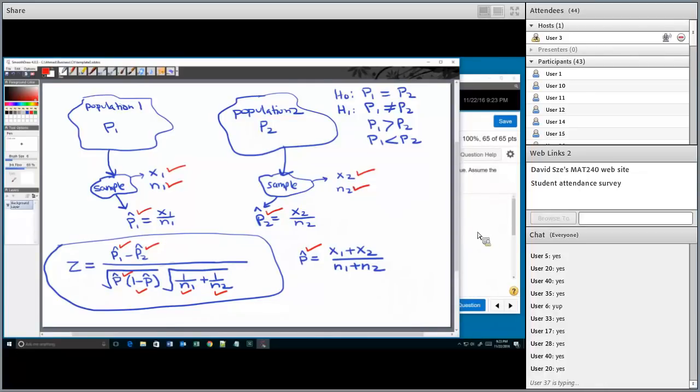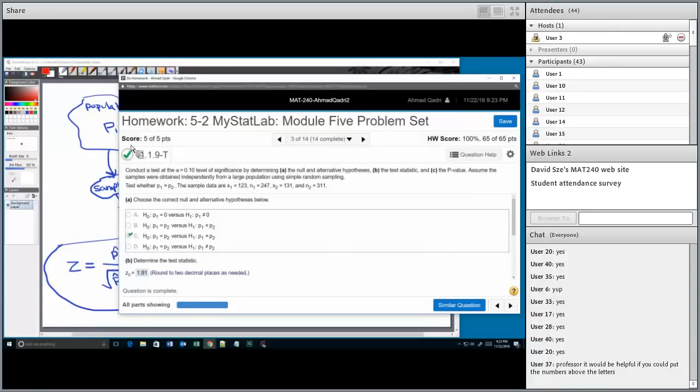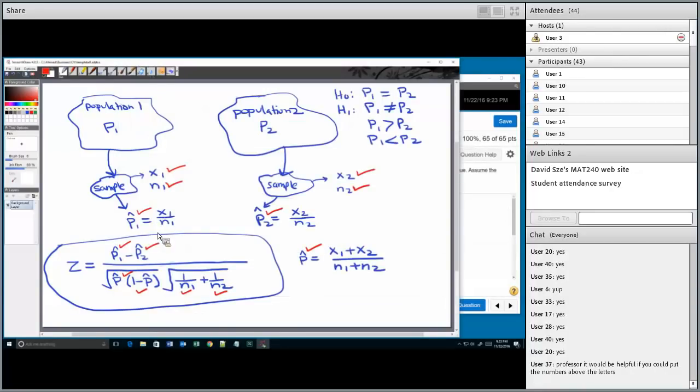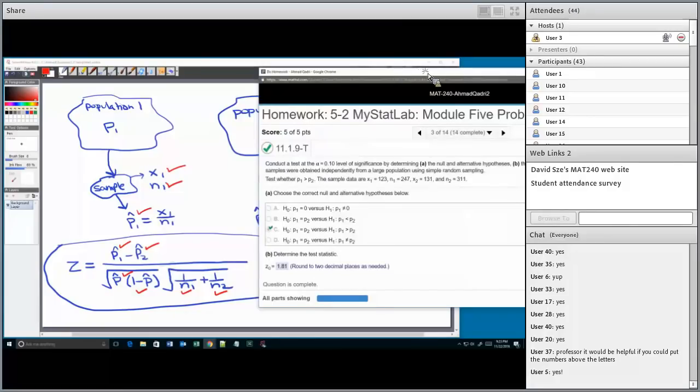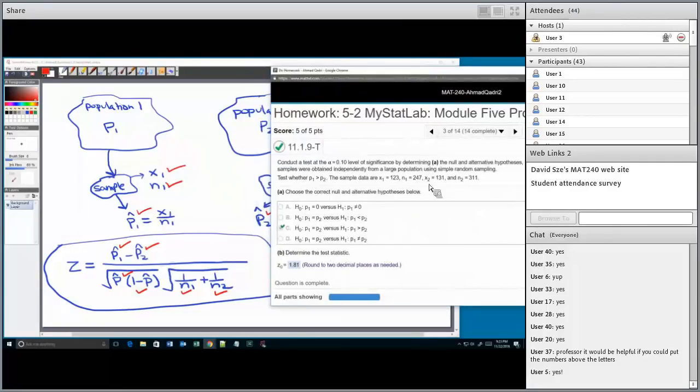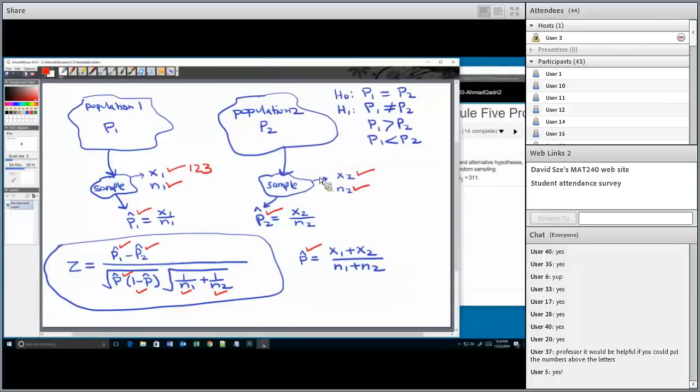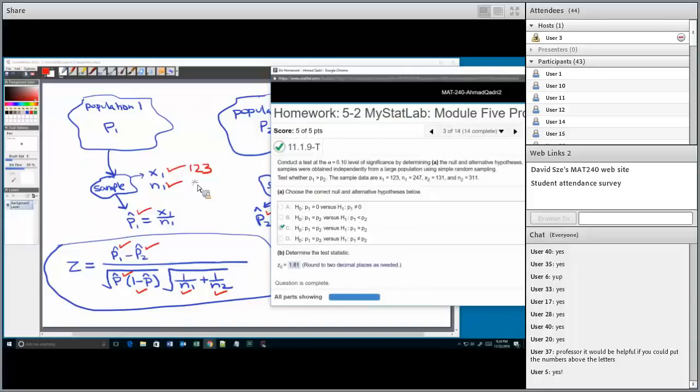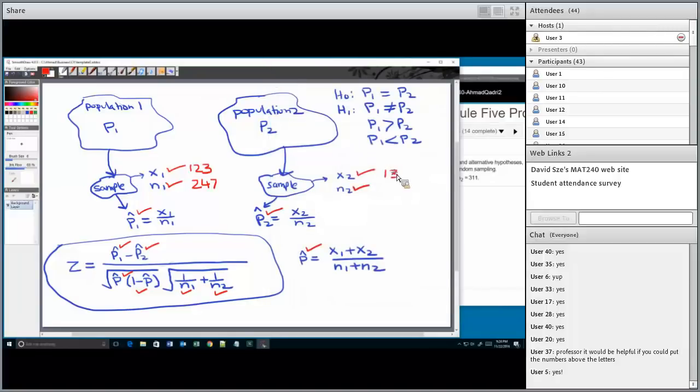But now let me show you how you can do this in StatCrunch, and StatCrunch is going to essentially do this. Okay. If I can put the numbers. Okay, so I wasn't planning on doing this manually because that would take quite a bit of time, but here. So this is 123, right? 247. So I'm essentially just copying it from here. 131 and 311, right? So I have everything here.